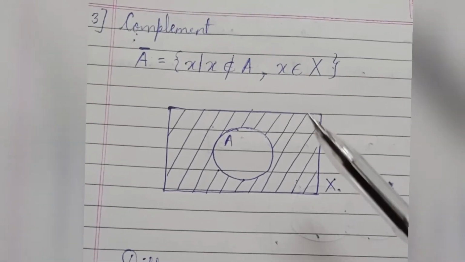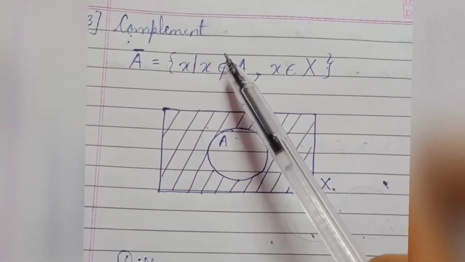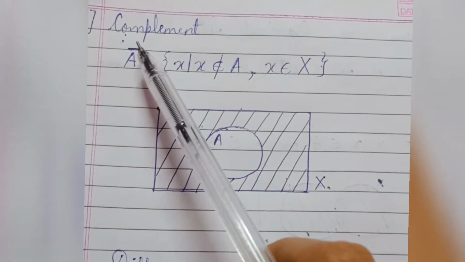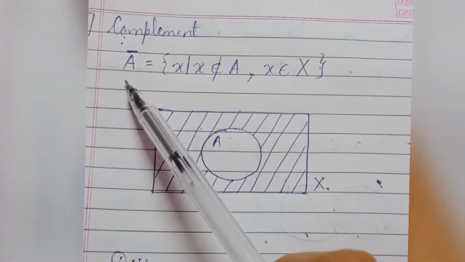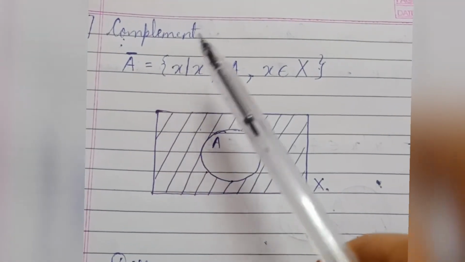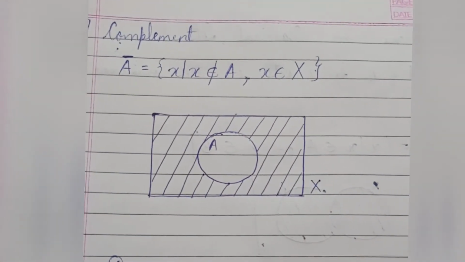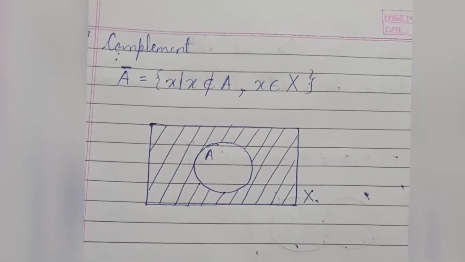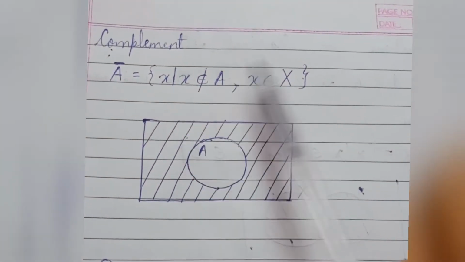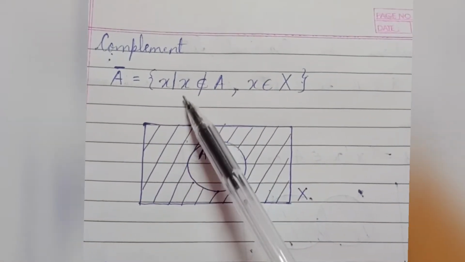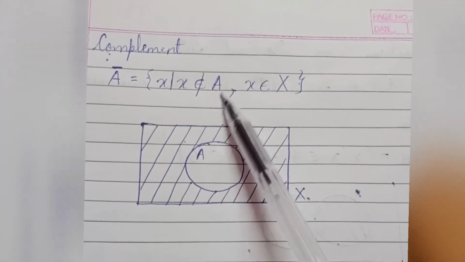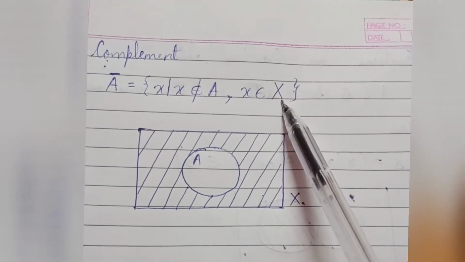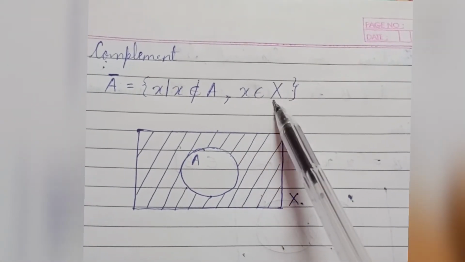Now let's see the third operation, that is complement. Complement is denoted by A bar. The complement of a set A is defined as the collection of all the elements in the universe that do not reside in the set A. That is, it can be written in curly brackets as X such that X does not belong to A, where X belongs to capital X.